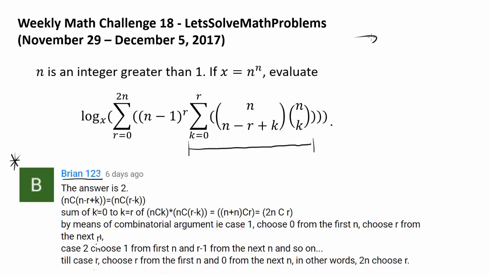Mainly the summation from k equals 0 to r of two things being multiplied together. The second thing is n choose k, and for the first thing, we have n choose n minus r plus k.